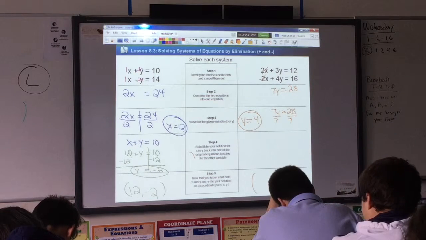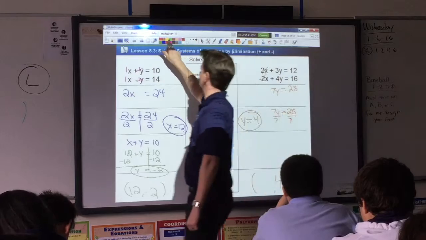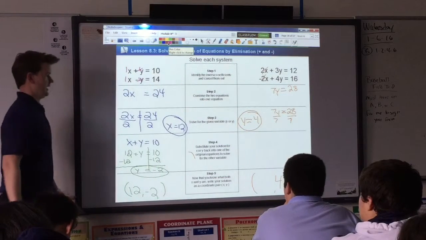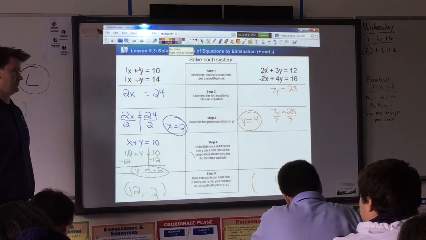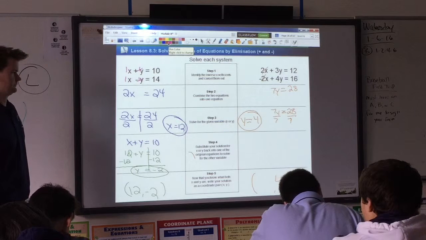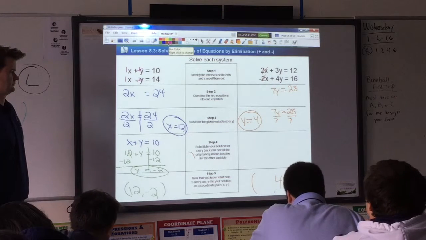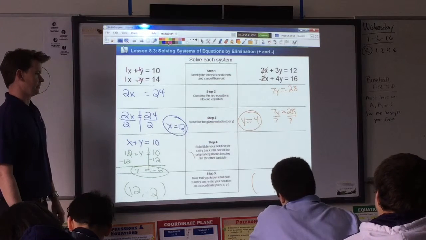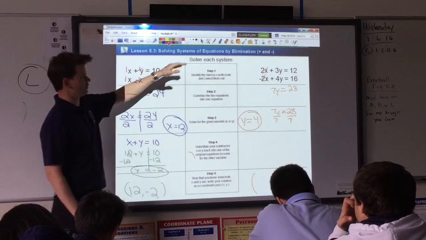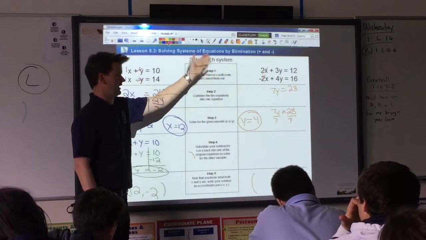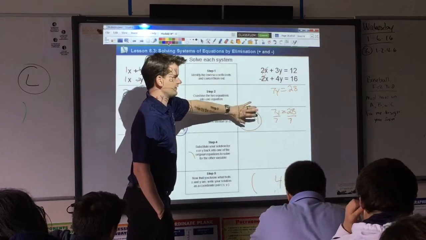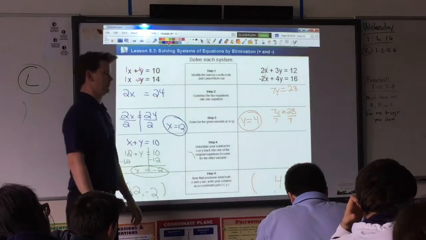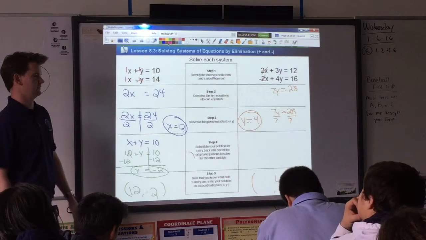So Madison, how would I find the x value? I just subtract 2. What do you mean subtract 2? What did we do on the first one? Oh, you have to get the original. I take one of the original equations, yeah. Whichever one's the easiest one to work with, and I'm going to substitute in the value I just found in order to solve for the other variable. So which one looks like it's easier to work with? The first one.